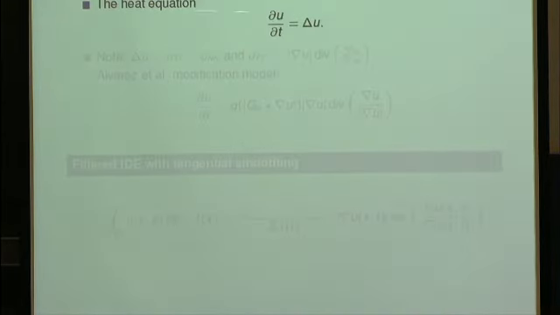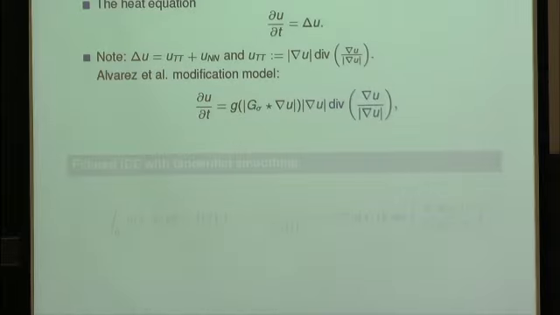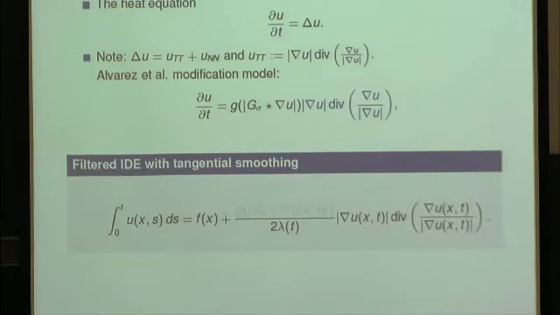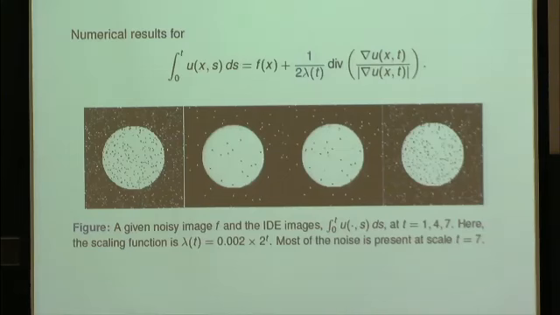Another modification is the tangential smoothing modification, where you have this heat equation, and then we know that the Laplacian can be decomposed into tangential and normal components. We again use the tangential component with this thing. Can we do the same thing with this IDE? Of course we can, we will try. And this is the tangential component, and maybe we can apply this g function also. The results are like this.